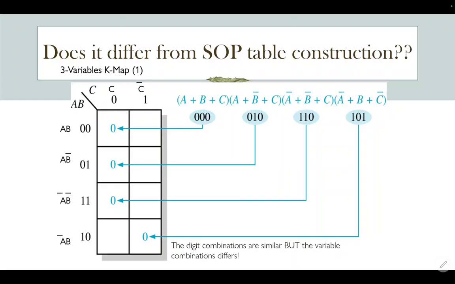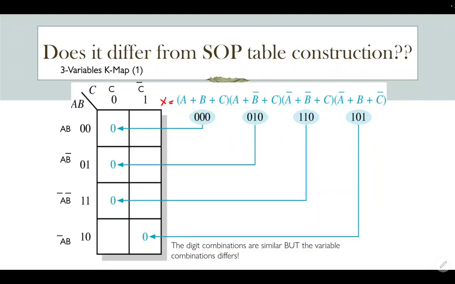So does it differ from SOP table construction? Of course, it's different, because for SOP you place number 1, but for POS, you have to place the number 0. For example, you have X equals (A plus B plus C) times (A plus B bar plus C) times (A bar plus B bar plus C) times (A bar plus B plus C bar).